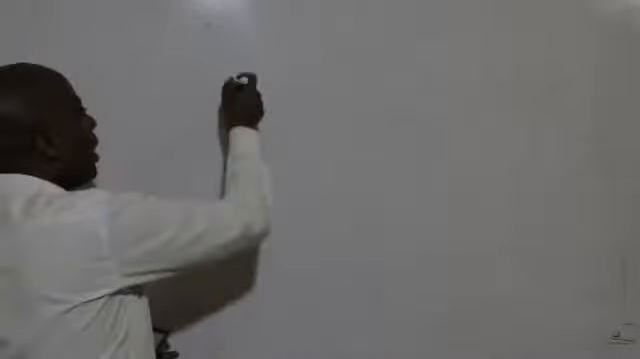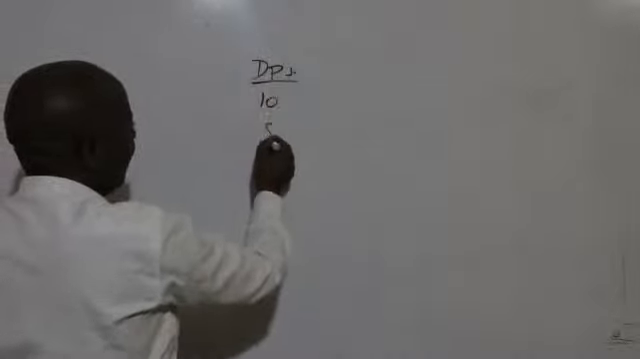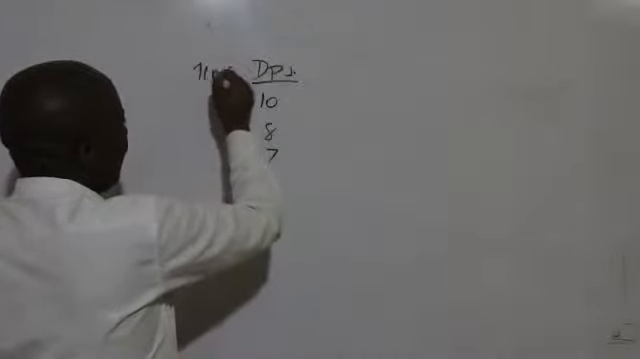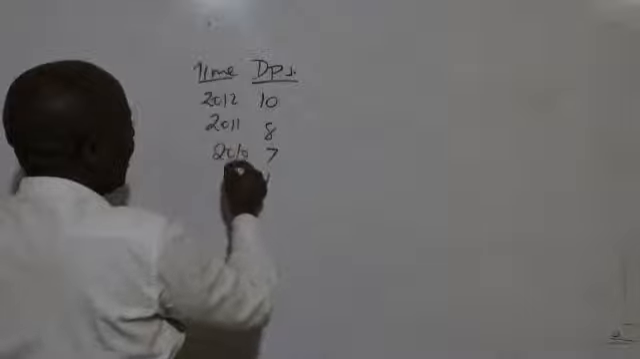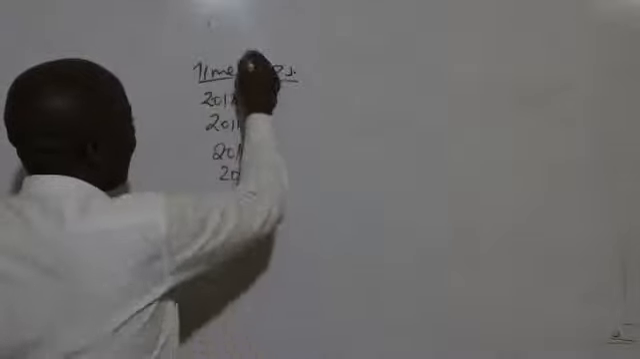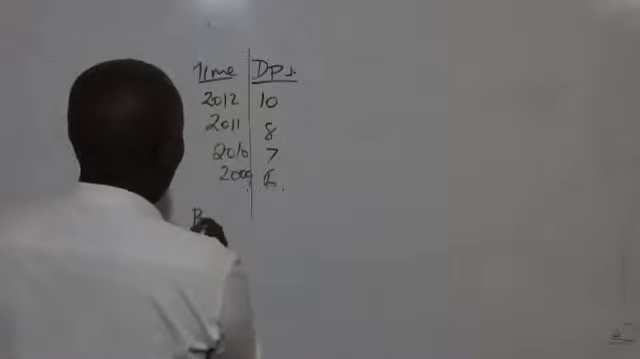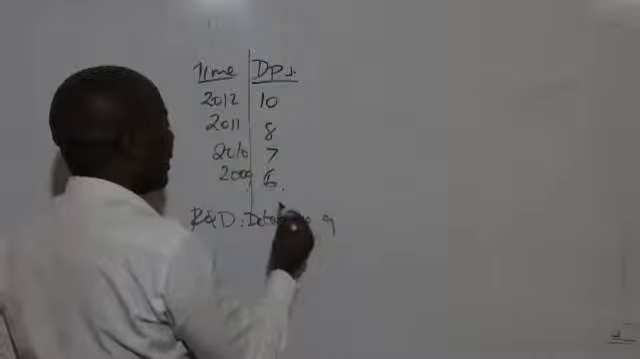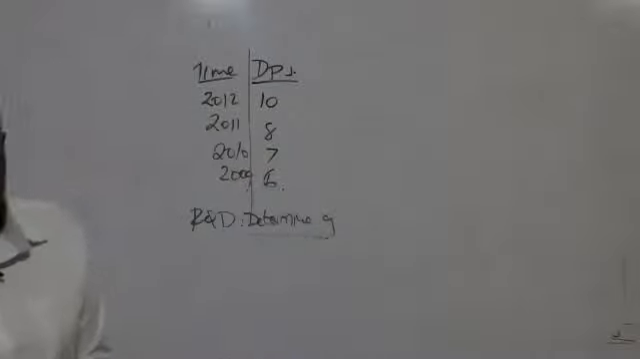Now, ladies and gentlemen, on this graph, you will get this kind of situation where the examiner gives you DPS: 10, 8, 7, 6, with time 2012, 2011, 2010, and 2009. The examiner will come and tell you to determine the growth rate of dividends. Let me give you 1 minute to try that.